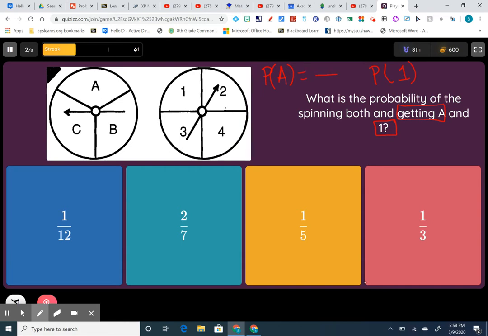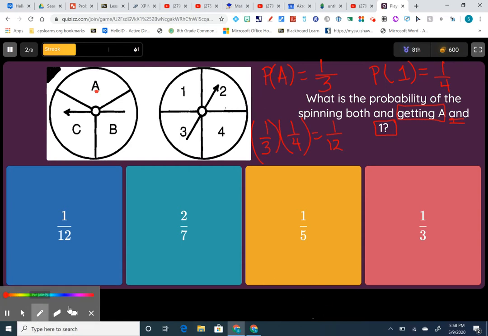So for the A, we can see that there's 3 total outcomes. We can get A, B, or C. There's only one favorable outcome. So it's 1 out of 3. Probability of getting 1, hopefully y'all see that we have 1 out of 4. There's the word and. We have 2 completely separate events happening. So that means we're going to multiply that 1/3 times 1/4, and we get 1/12. Okay, so remember, when you're multiplying fractions, we multiply the numerators. 1 times 1 equals 1, and 3 times 4 equals 12.